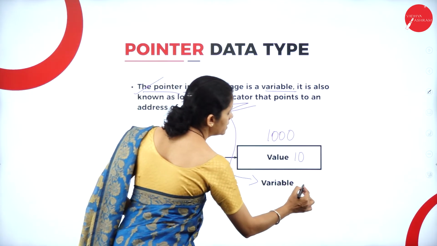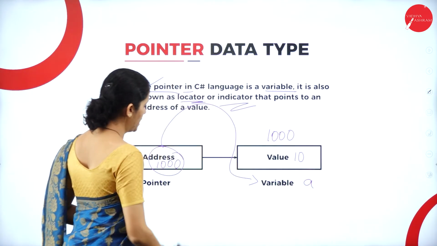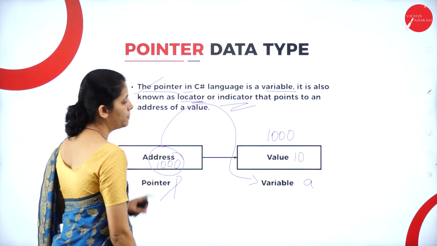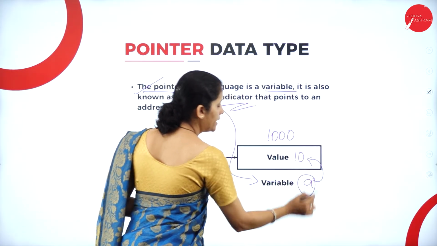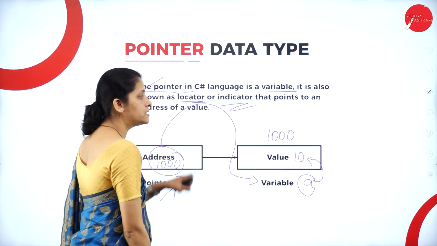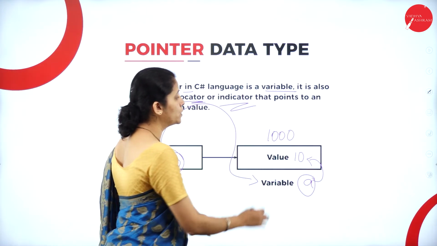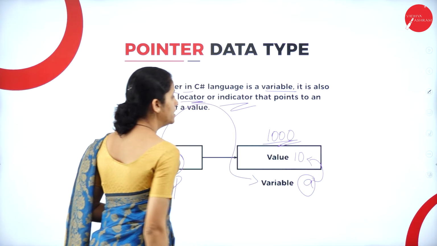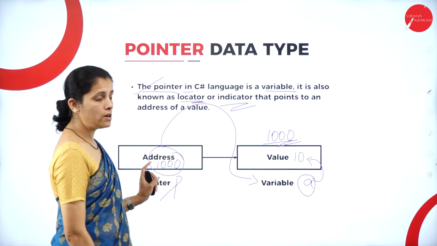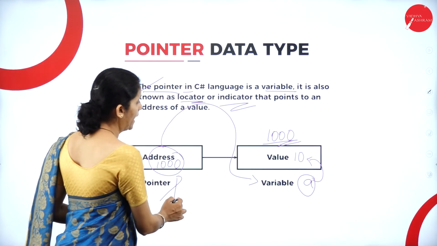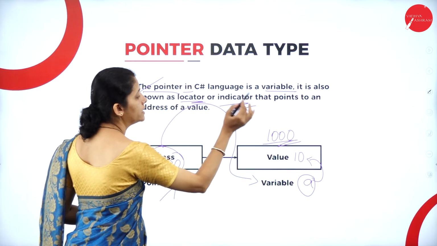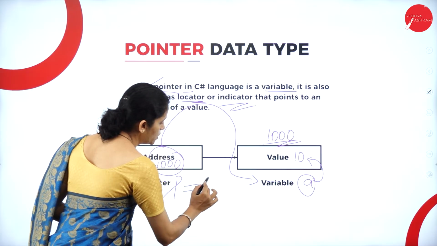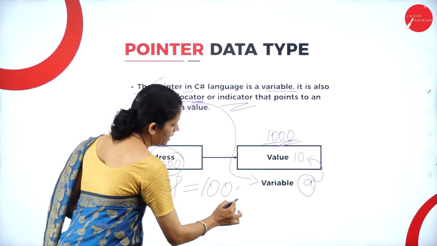For example, here I have the variable called A, here I have the variable called P. So, A's value is 10 and this 10 is stored at the location 1000. Now, this pointer P holds the address of A. So, what's the address of A? That is 1000. So, P equal to 1000.